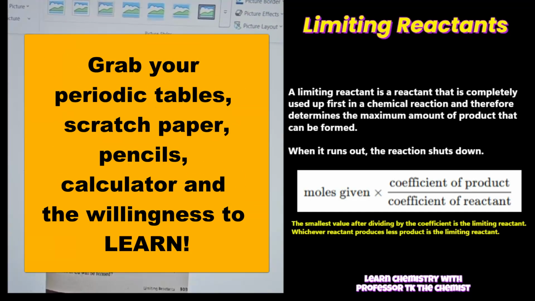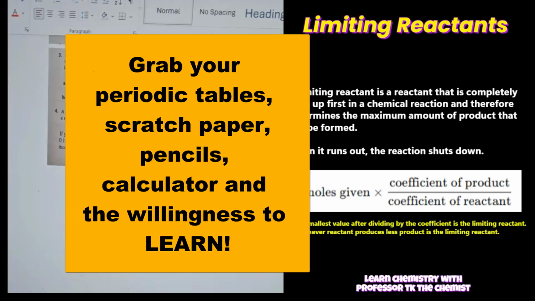Just get your periodic tables if you have them on standby. And if any of you are on the replay, make sure that you have your periodic tables also, and your calculator.